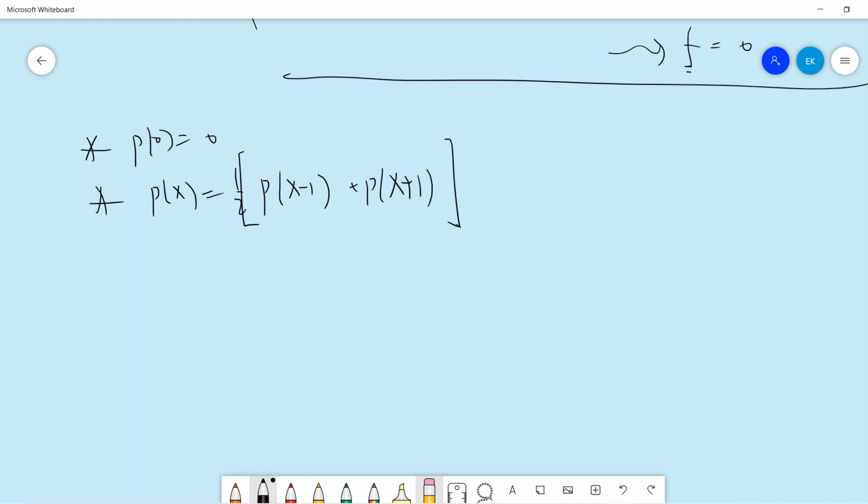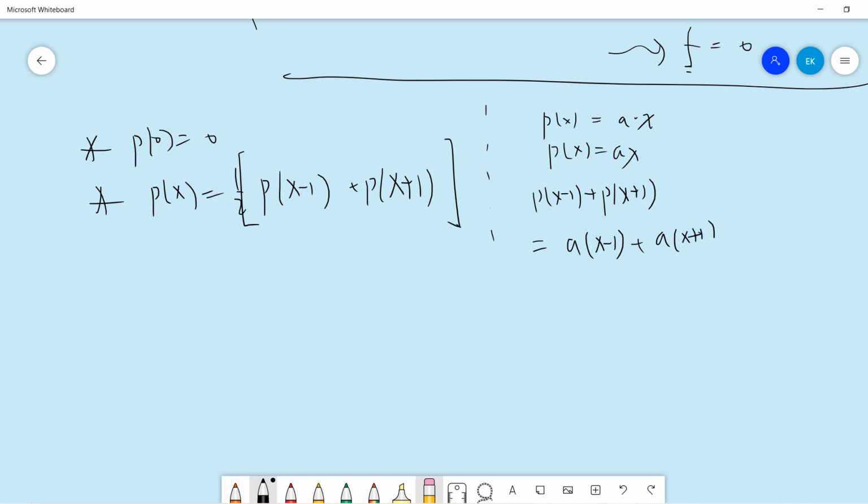Okay, so I don't know what you guys think, right? But what I want to guess is that P of x is some constant times x. And let's try. So P of 0 is 0, right? And P of x is ax, and P of x minus 1 plus P of x plus 1 will be ax minus 1 plus ax plus 1. So it will be 2ax, and there's a half, right? So I would guess this is correct. But the idea is that we hope to prove that this is correct, that this is the only one.